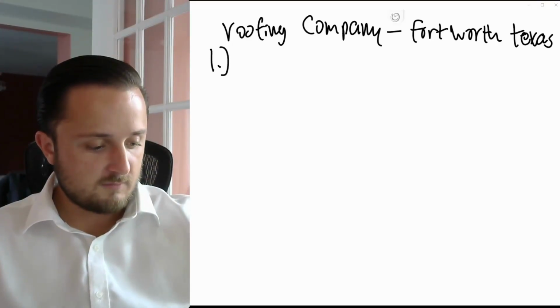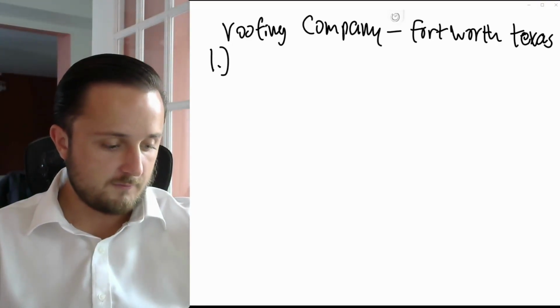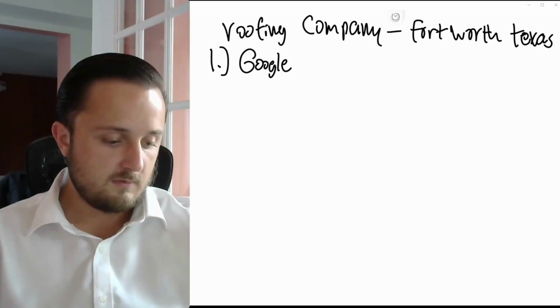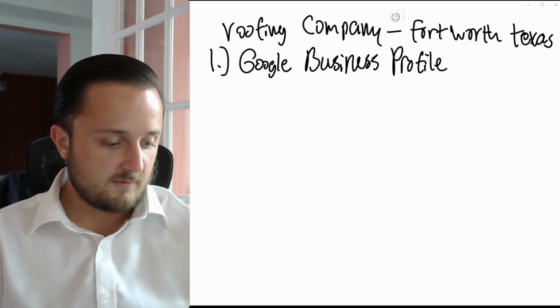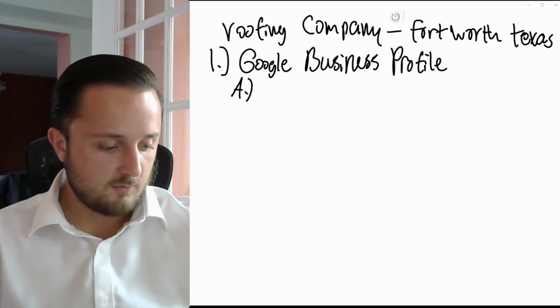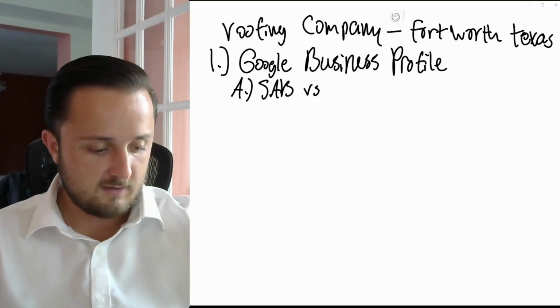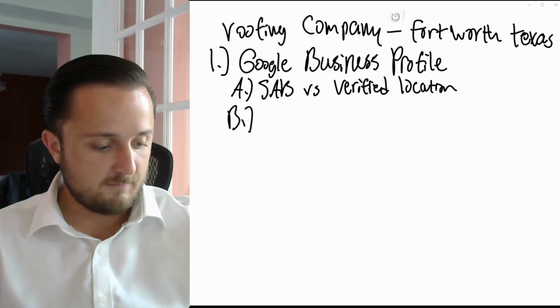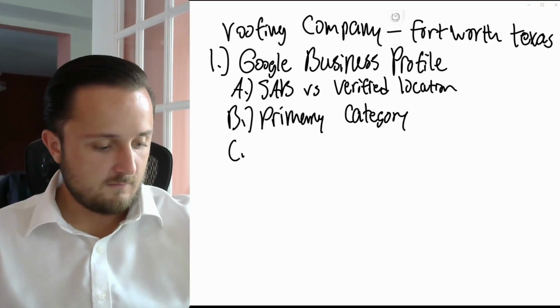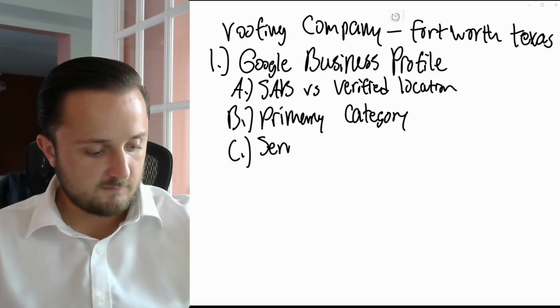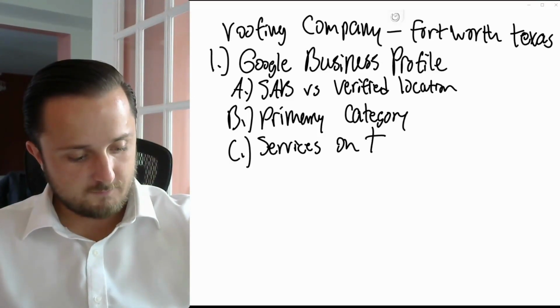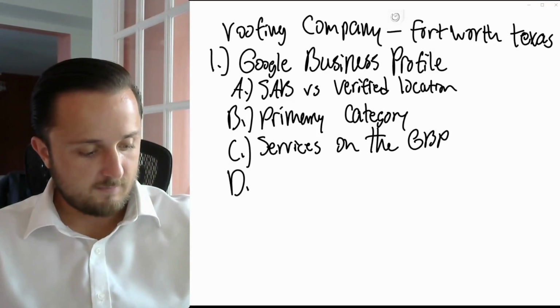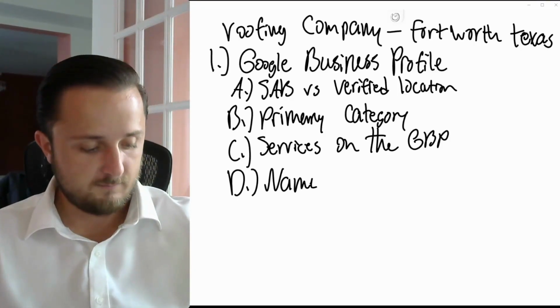So, what we're going to cover today is first thing, we're going to go over the Google business profile. As a subcategory, we're going to go over being a service area based profile versus a verified location. We're going to talk about the primary category. Then we'll go over services on the Google business profile. Then we'll also talk about naming the Google business profile or the name of your roofing company.